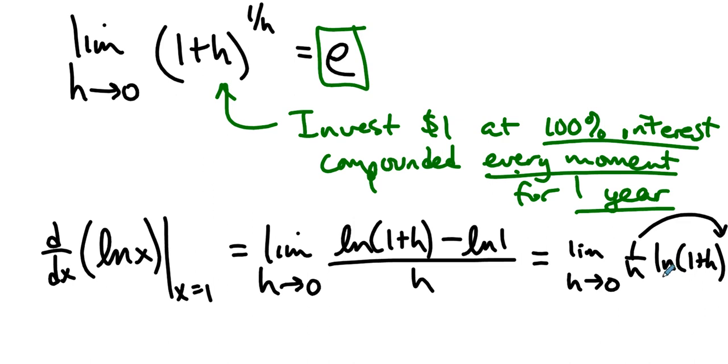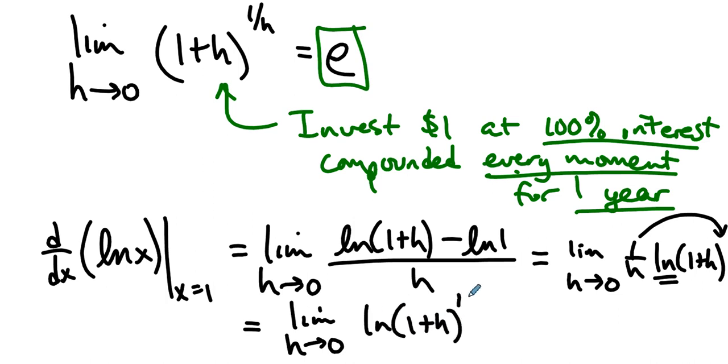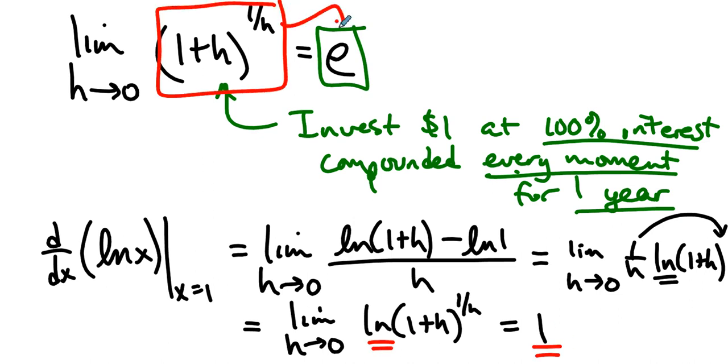And this 1 over h can become a power because that's a natural log. So this is the limit as h approaches 0 of the natural log of (1 plus h) to the 1 over h. And we know what the derivative of the log function is at 1. That's 1. And if the natural log goes to 1, then the thing itself goes to e. So with teenagers, you have to make up a ridiculous example and use your calculator and get 2.718281828459045. But in calculus land, that falls out really, really nicely.